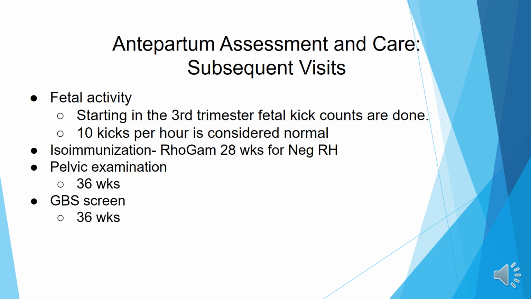So also we want to provide them with RhoGAM at 28 weeks if they are Rh negative. We don't start to do pelvic exams until about 36 weeks. And even then, it's not like a must. If they're not showing signs of labor, then there's no reason to really check them.